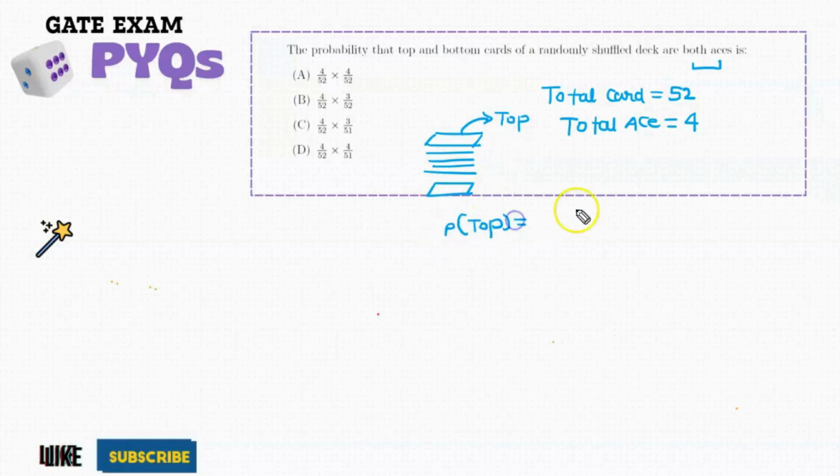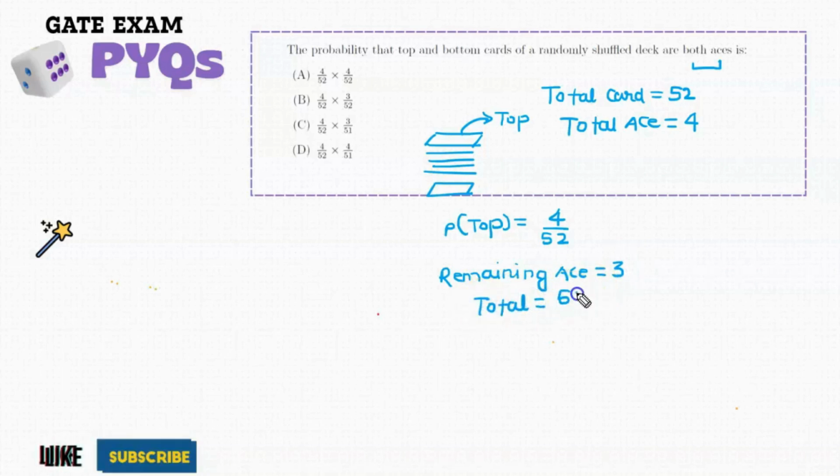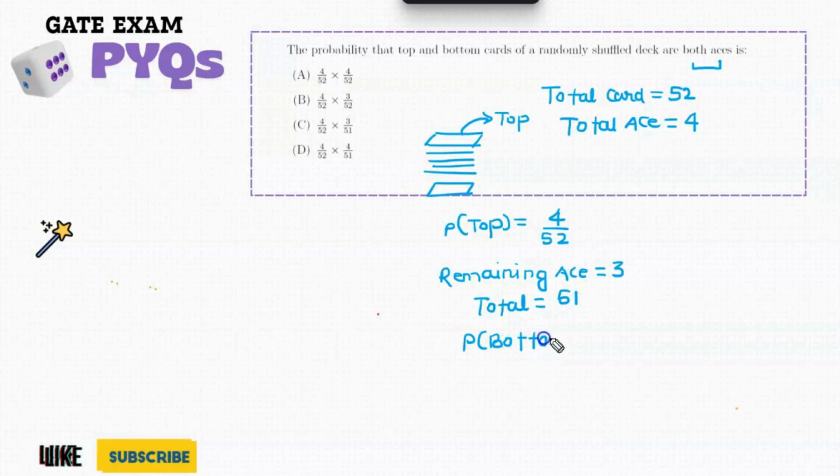So for that the probability will be 4 over 52. Now after getting this as ace card, how many remaining ace cards do we have? So the total number of remaining ace cards is going to be 3, and the total number of cards will also get reduced by 1, so it is 51 now. So what is the probability for the bottom card to be an ace? It is going to be 3 divided by 51, and both these cases are required.